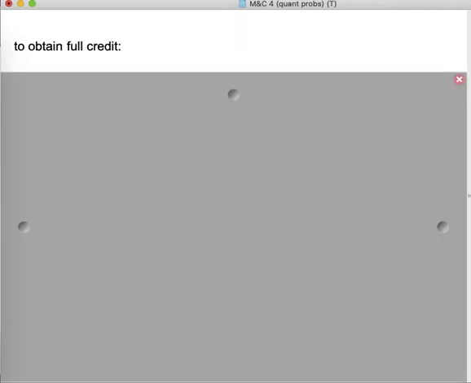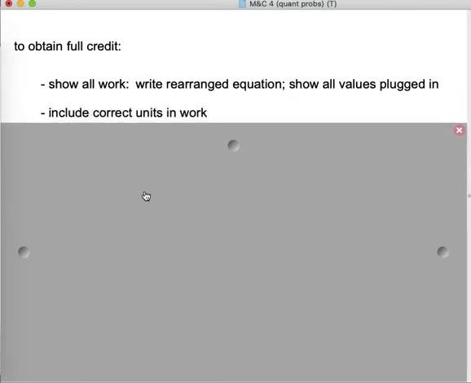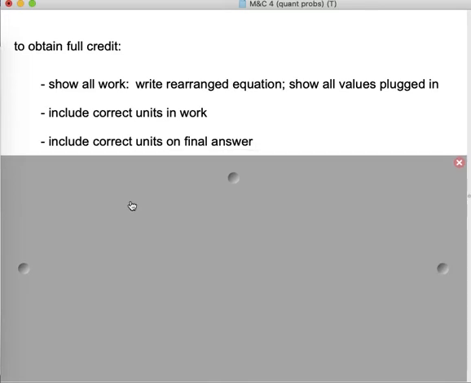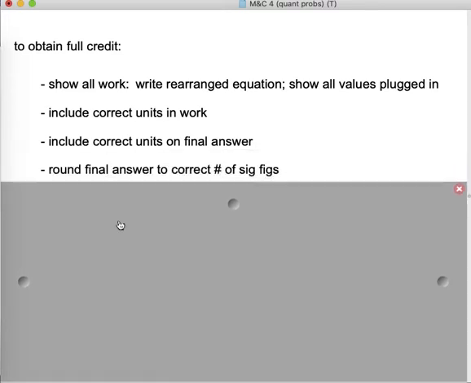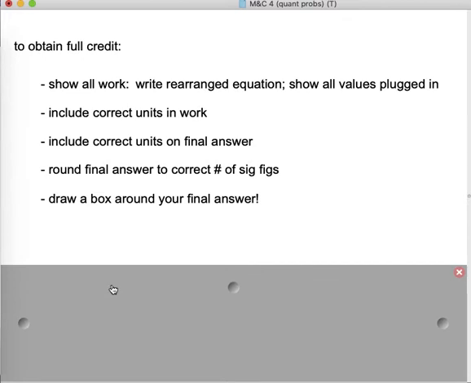To obtain full credit on the problem, this applies the entire year, so make sure you fully understand this. You must show all of your work, which means you have to write the rearranged equation, show all of your values plugged in. You must include correct units in your work. You must include correct units on your final answer. And you must round your final answer to the correct number of significant figures. I won't take points off if you don't draw a box around it, but do yourself a favor and draw a box around it. Let's do a couple more examples.